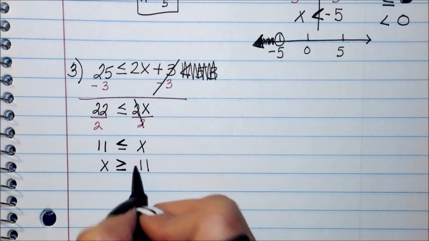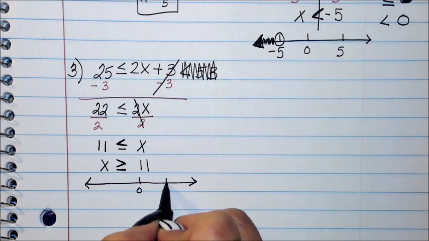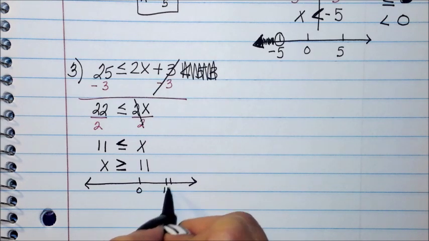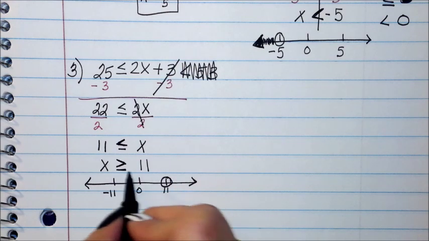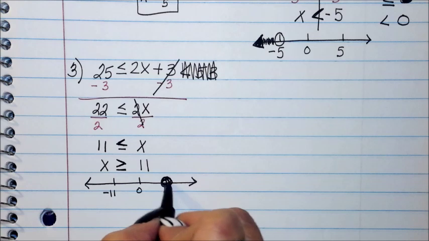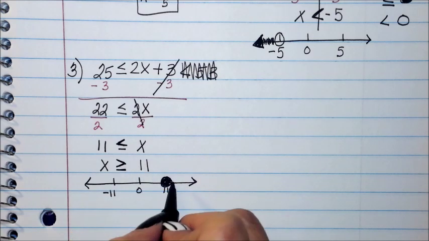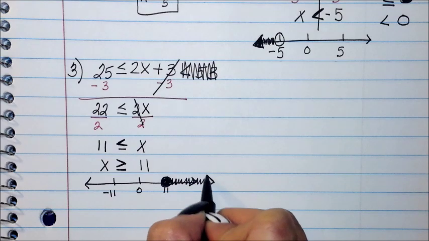I would do a number line with 0 and 11, 11 and negative 11. I would circle the 11. This has the equal sign, so I am going to color it in. It's pointing to the right, so I'm going to shade to the right.